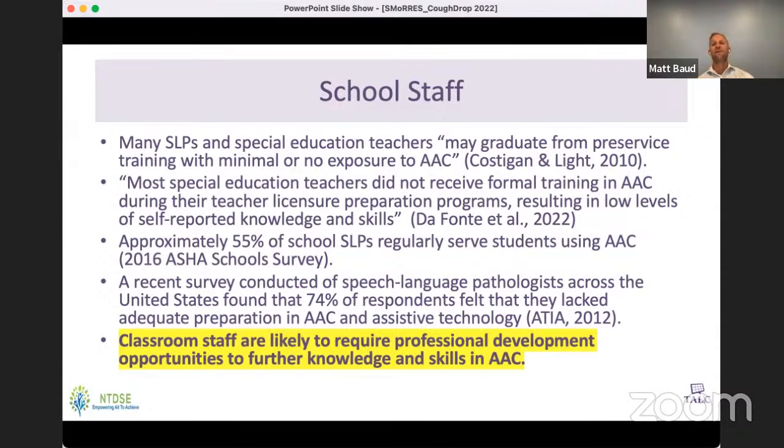And we look at approximately 55% of school SLPs' regular students using AAC. That's a high percentage. And a recent study conducted of SLPs across the US found that 74% of the respondents felt that they lack adequate preparation in AAC and AT. Because of that, classroom staff are likely to require professional development opportunities to really further their knowledge and skills in AAC, so we can help them be successful in those interactions with their students that use AAC.